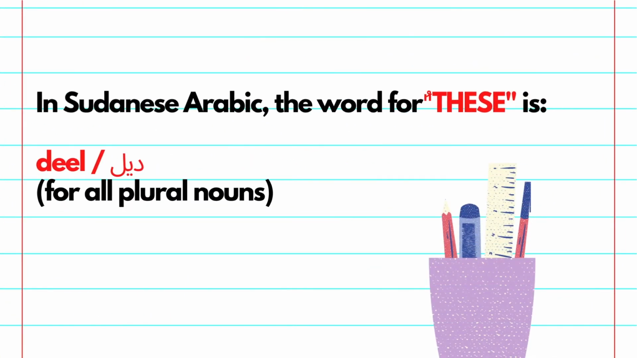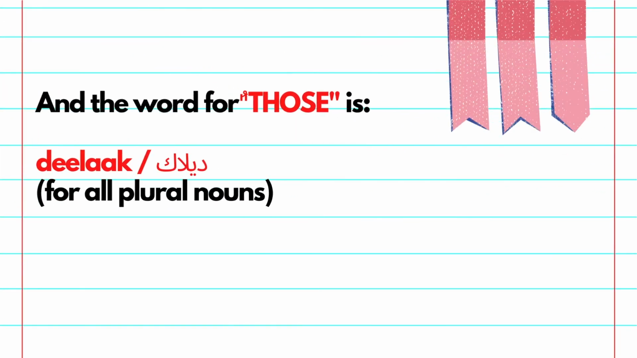In Sudanese Arabic, the word for these is del, and is used for all plural nouns. And the word for those is delak, for all plural nouns as well.